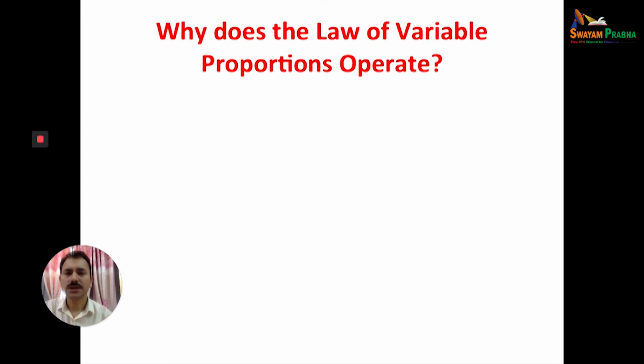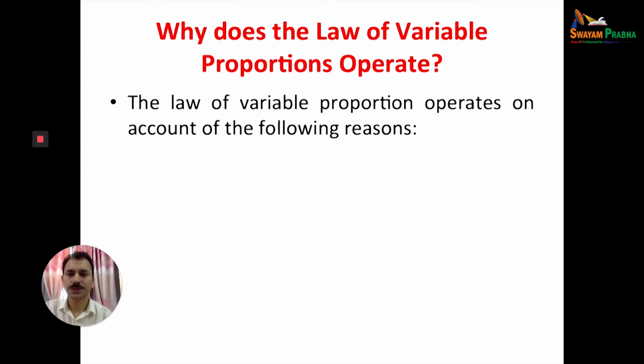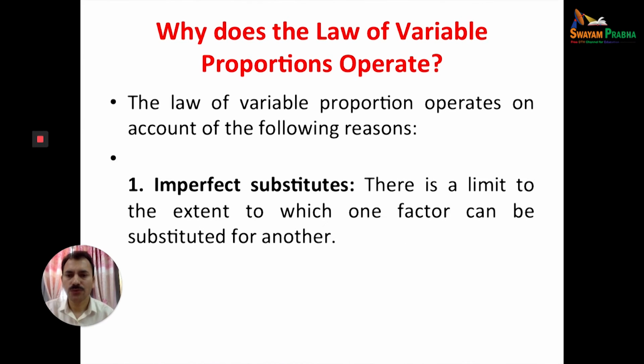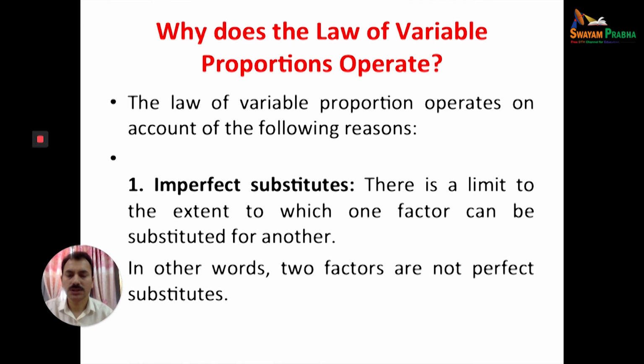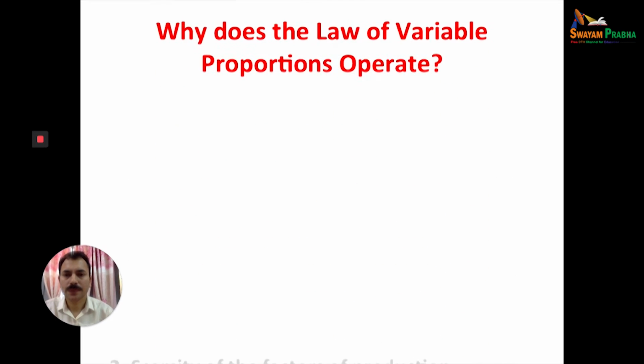So why does the law of variable proportion operate? The law of variable proportion operates on account of the following reasons. First, imperfect substitutes. There is a limit to the extent to which one factor can be substituted for another. In other words, two factors are not perfect substitutes. That's why the law of variable proportion operates.